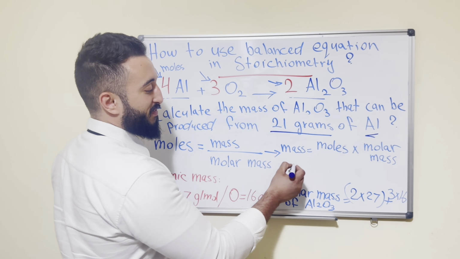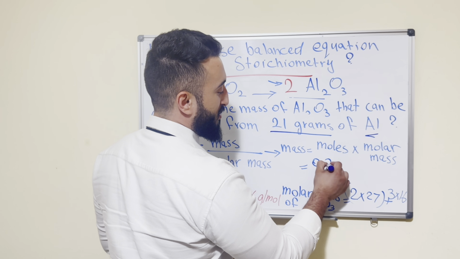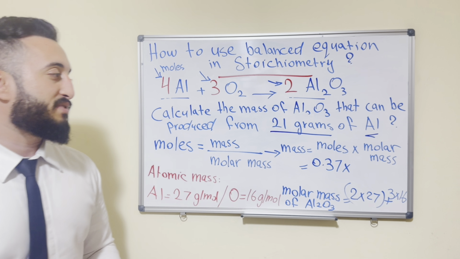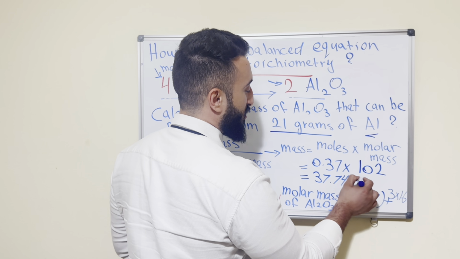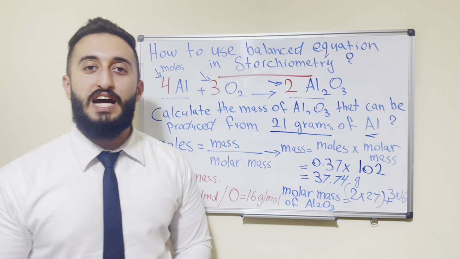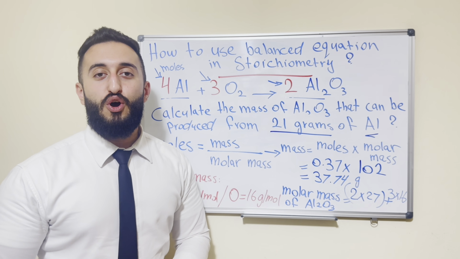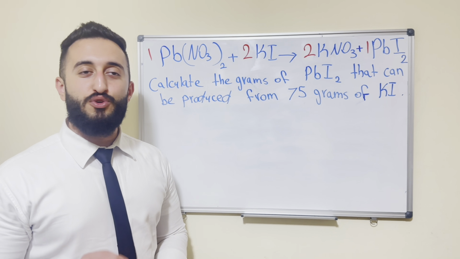So from the given numbers, the moles are 0.37, as we calculated right now, times the molar mass, which is 74 grams. So the final answer here will be 37.74 grams, and this is the mass of Al2O3. Pause the video and try to solve this question on your own.